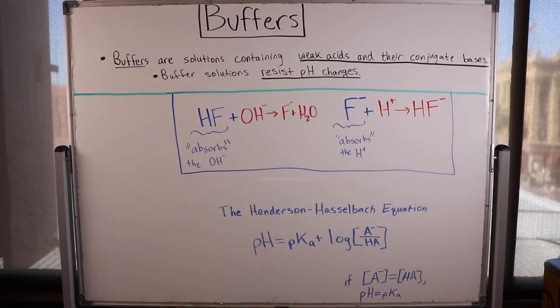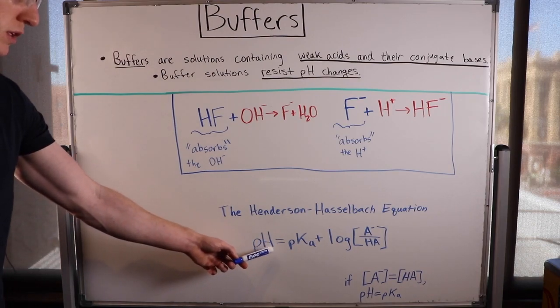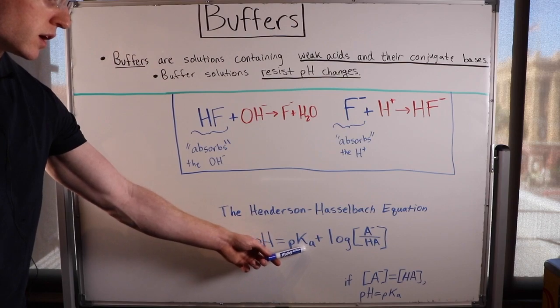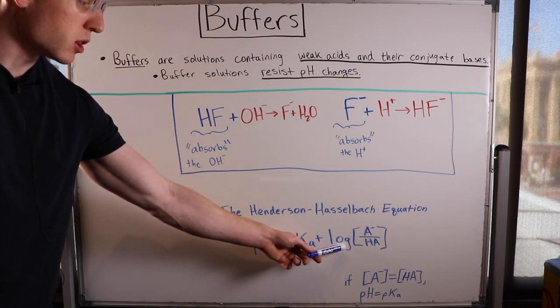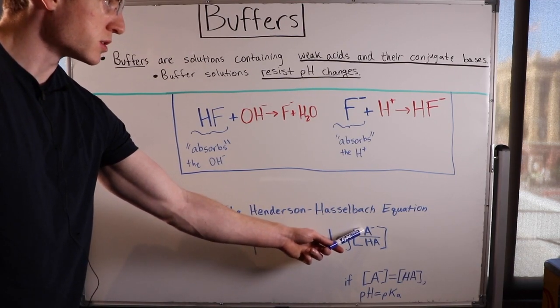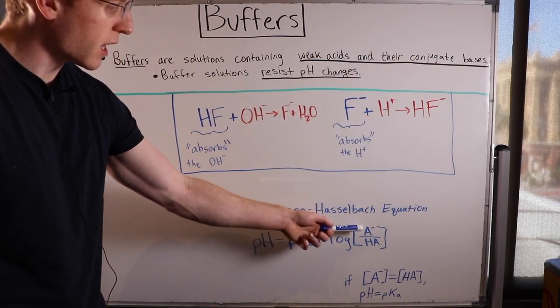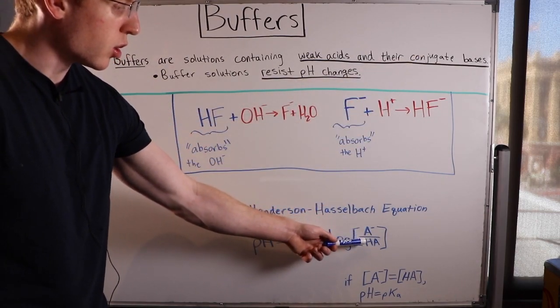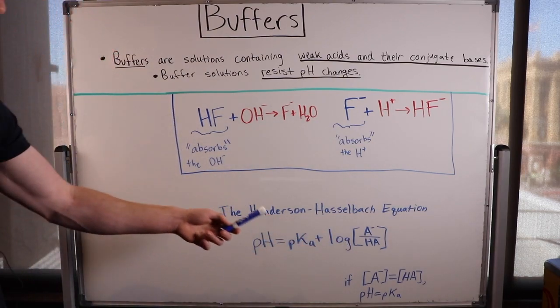Okay, the next thing I'd like to mention is the Henderson-Hasselbalch equation. So this equation is very important for buffer systems. This says that the pH of a solution is equal to the pKa of the weak acid that you're working with plus the log base 10 of the concentration of the weak acid's conjugate base. So for this example, that would be F minus, or the fluoride ion, over the concentration of the weak acid, or hydrofluoric acid in this case.